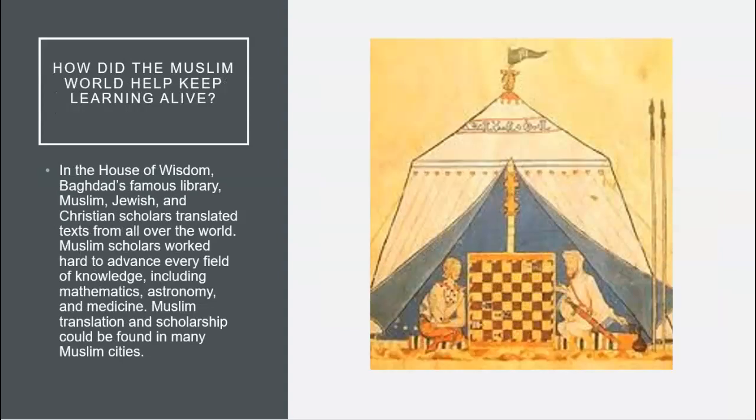And you'll notice this matches up with question number 4. How did the Muslim world keep learning alive? In the House of Wisdom, Baghdad's famous library, Muslim, Jewish, and Christian scholars translated texts from all over the world. Muslim scholars worked hard to advance every field of knowledge, including mathematics, astronomy, and medicine. Muslim translation and scholarship could be found in many Muslim cities.